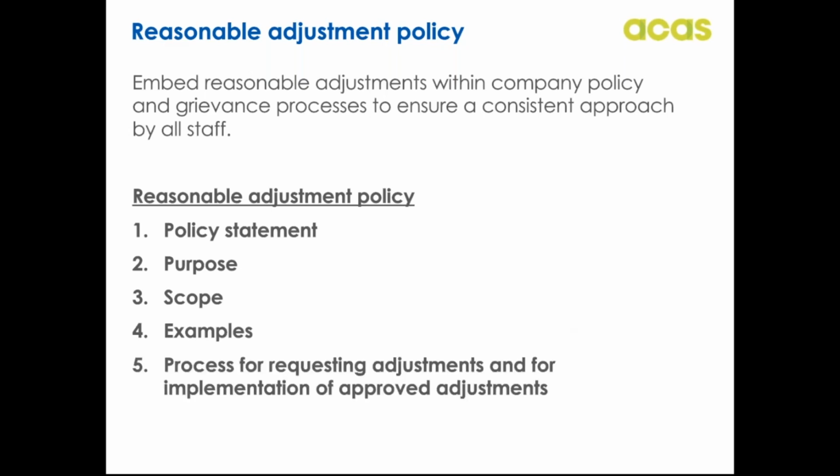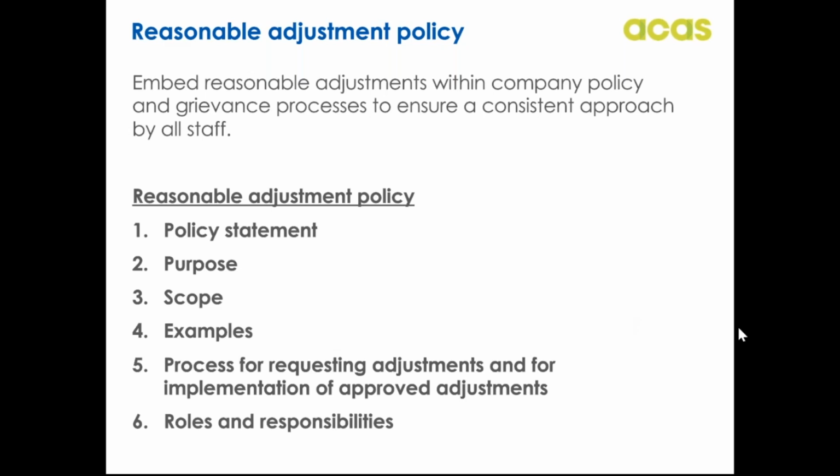Outline the steps employees should take to request adjustments, for example, who to contact and information required, such as the nature of the disability and type of adjustment needed. Describe how a request will be assessed and if there will be involvement from occupational health professionals. Outline what the considerations are when agreeing to the reasonable adjustment, for example, cost and practicality, and also outline the process of implementing approved adjustments.